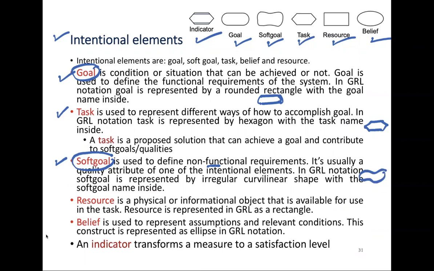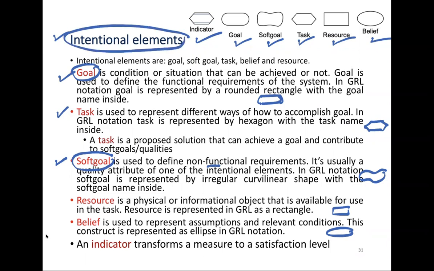A resource is a physical or even informational object that is available for use in the task. A resource is represented in the GRL as a simple rectangle. A belief is used to represent assumptions and relevant conditions, and this construct is represented as an ellipse in the GRL notation. Finally, an indicator is considered a measure that is used to transform the satisfaction level in the diagram. So now we have talked about intentional elements.